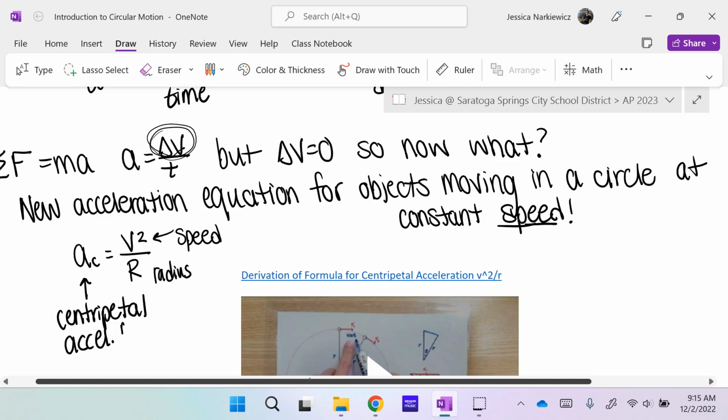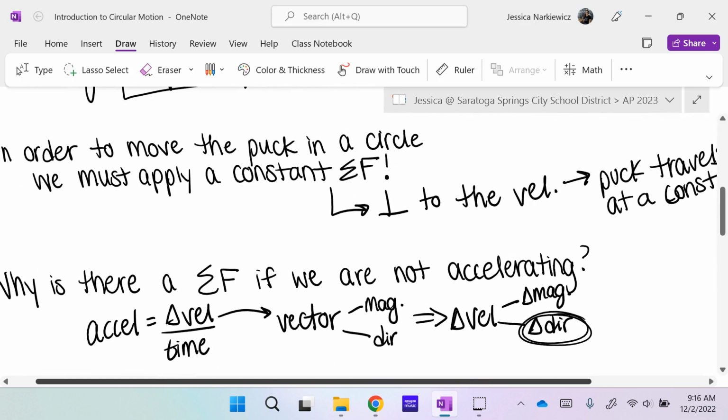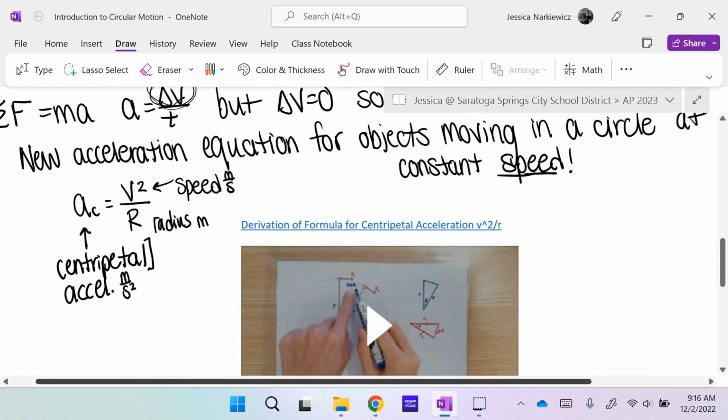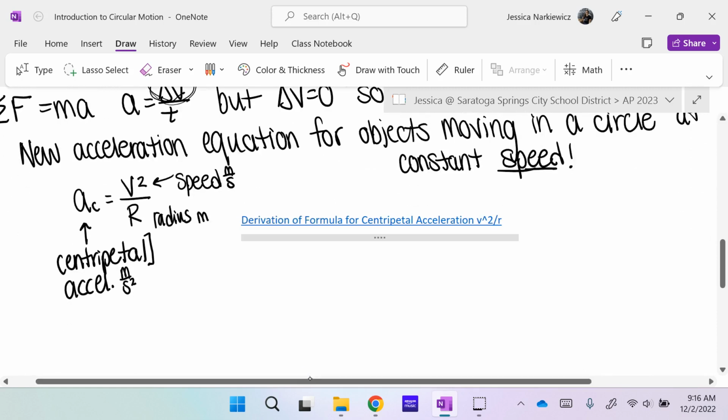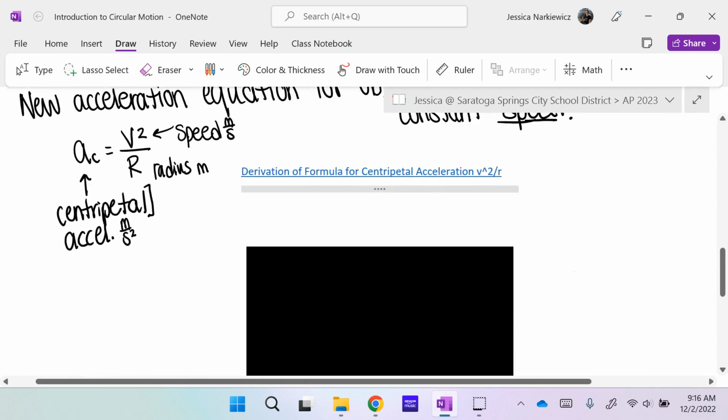The centripetal acceleration is still an acceleration measured in meters per second squared. Speed is measured in meters per second, and radius in meters. The word centripetal comes from Latin, and it means center seeking. So we know that acceleration has to point towards the center because the net force has to point towards the center. That's why we call it the center seeking acceleration. I think it also sounds like center pull.